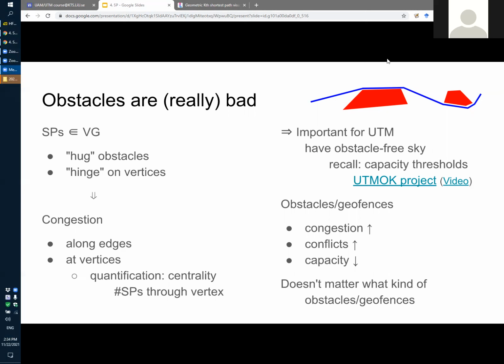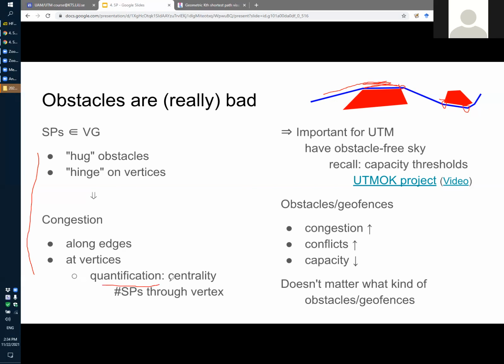So as you can see, for instance in this example, the shortest paths hug the obstacles, they go tight along the obstacles, and of course they go from vertex to vertex. So along the edges and at the vertices of the visibility graph, at the vertices of the obstacles, you will have lots and lots of shortest paths going. There will be congestion, and you can quantify it.